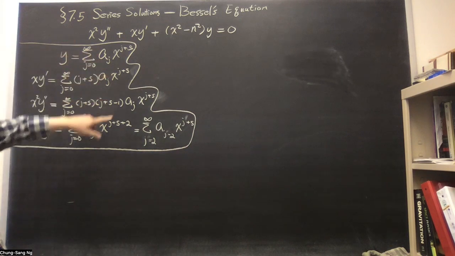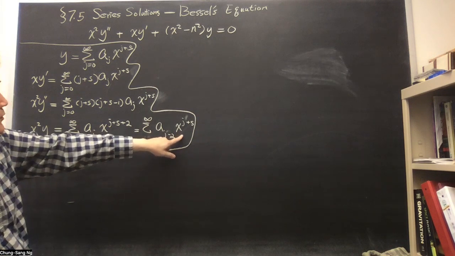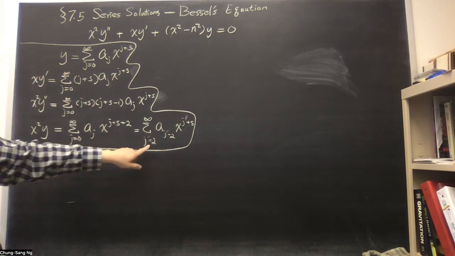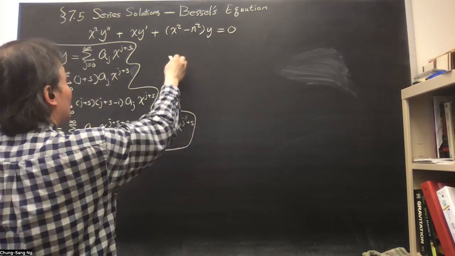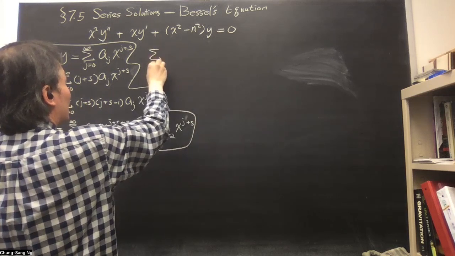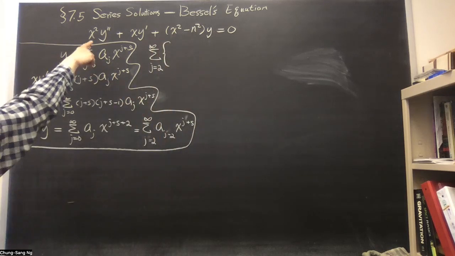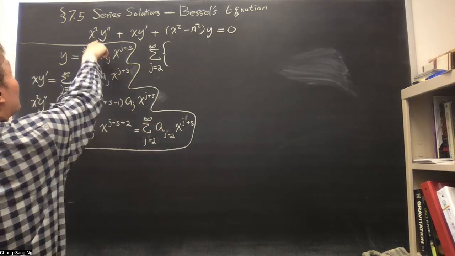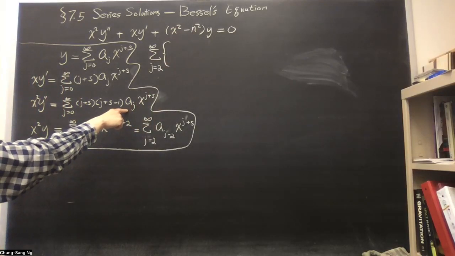Okay, so you just add everything, because everything has this x squared plus s. This starts from 2, so all starting from 2, everything else starts from 0. So starting from 2, you have this equation: sum of j equals 2 to infinity. So the first term is this one. You have all this term, this term, this term, and this term, all proportional to a sub j. So you can group all these terms.